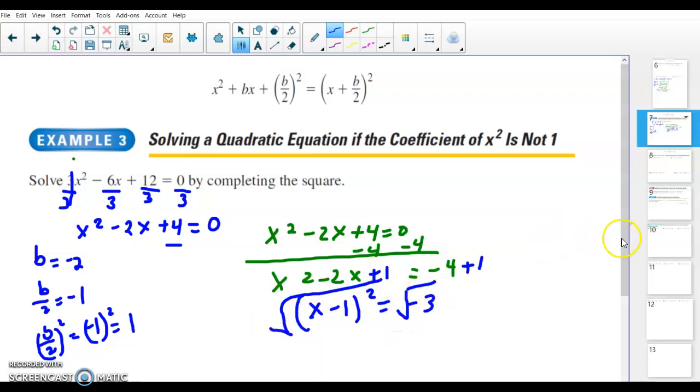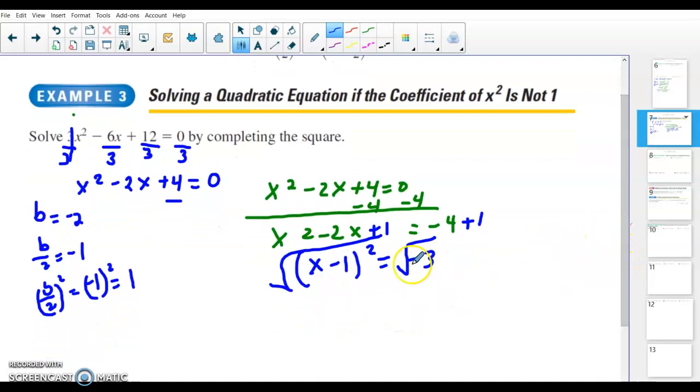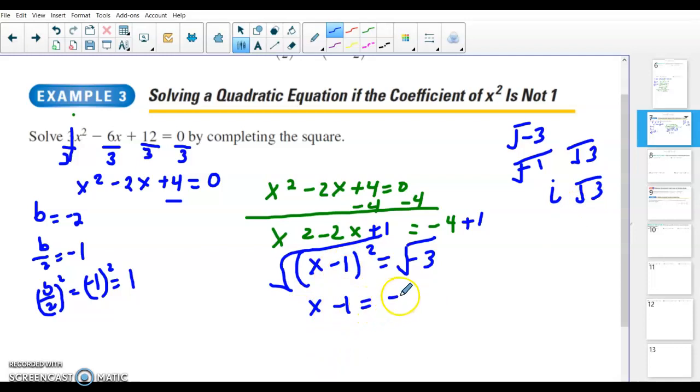Again, square root of a negative number, not something we like to look at, but I'm going to write this over to the side. The square root of negative 3 is equal to the square root of negative 1 times the square root of 3. But the square root of negative 1 is i. So this is i square roots of 3. All right, so over here, we have just x minus 1. And on this side, we have plus or minus i square roots of 3.